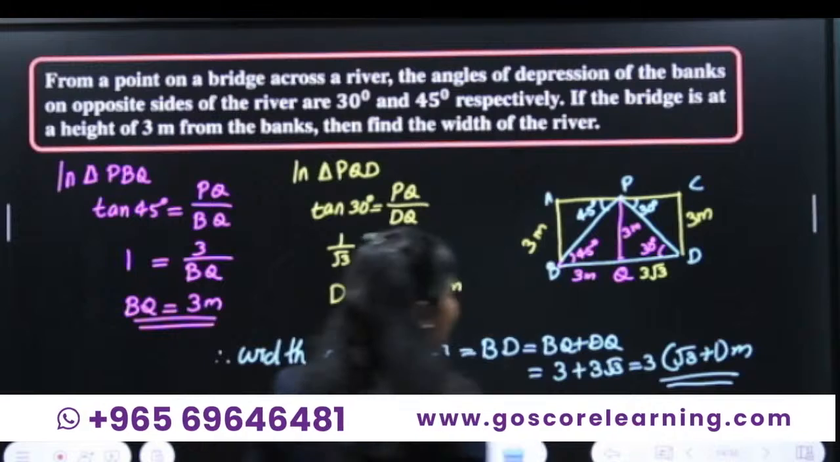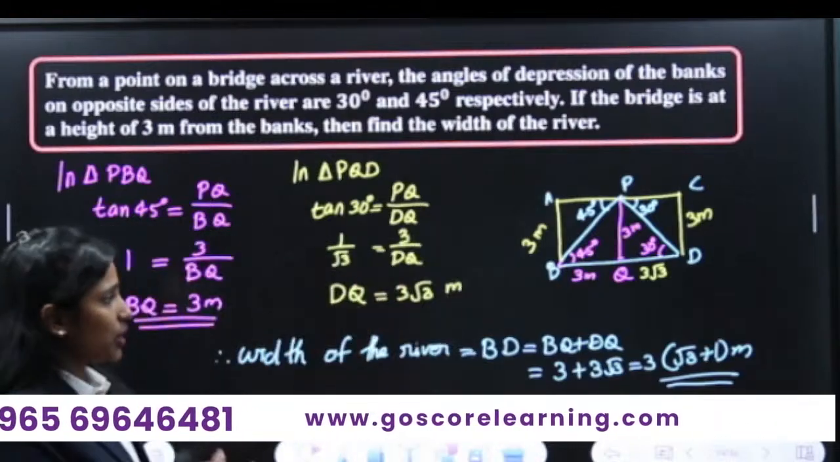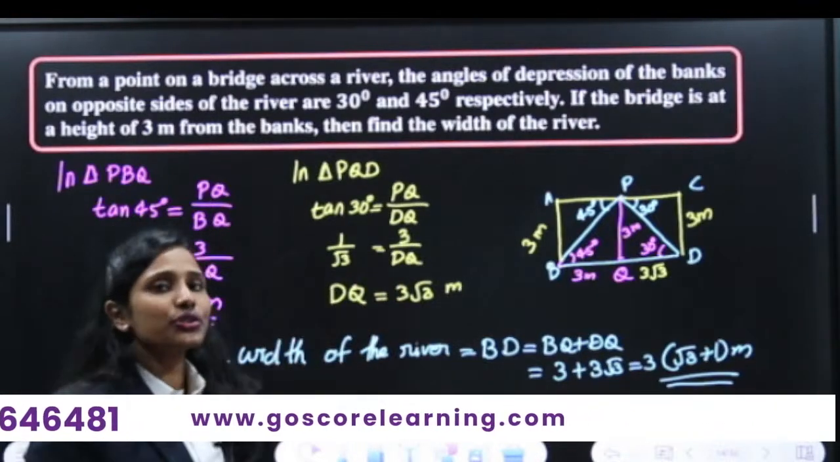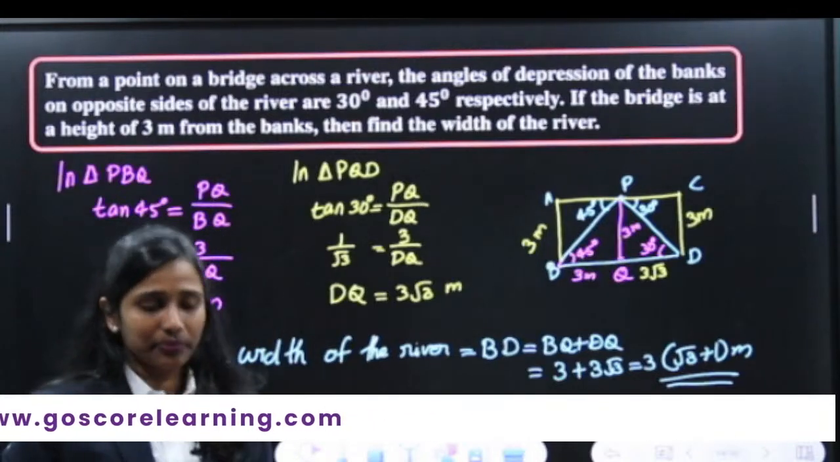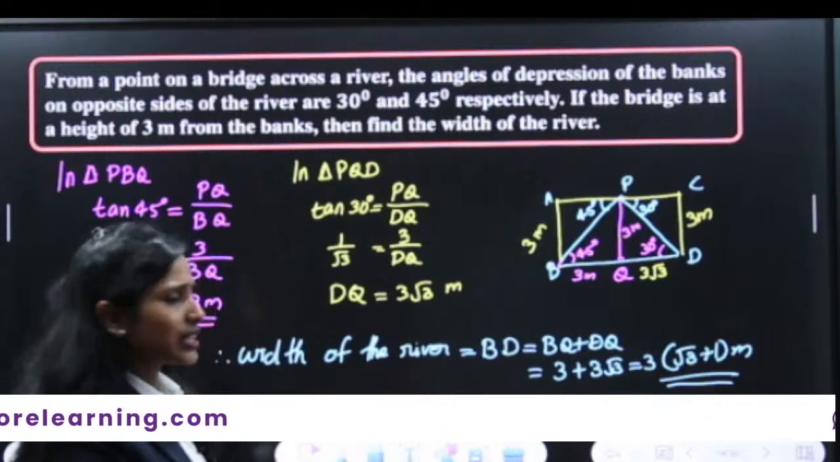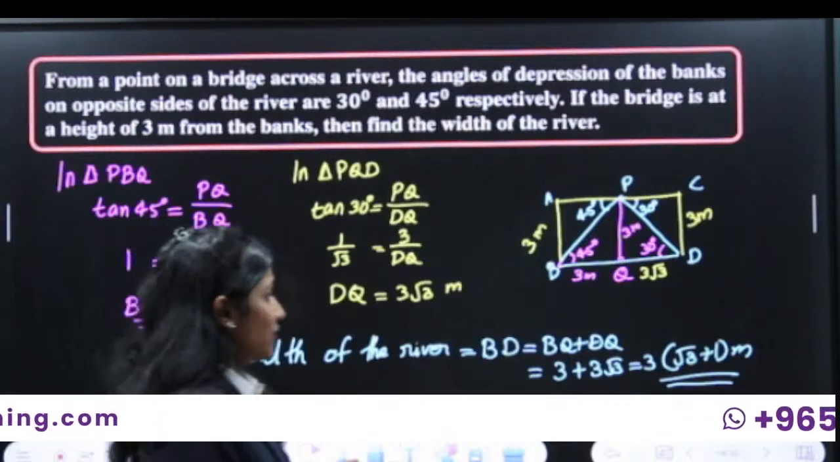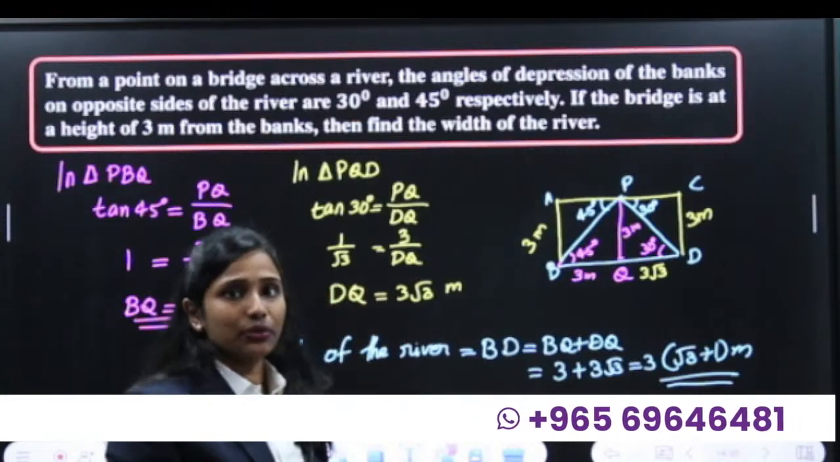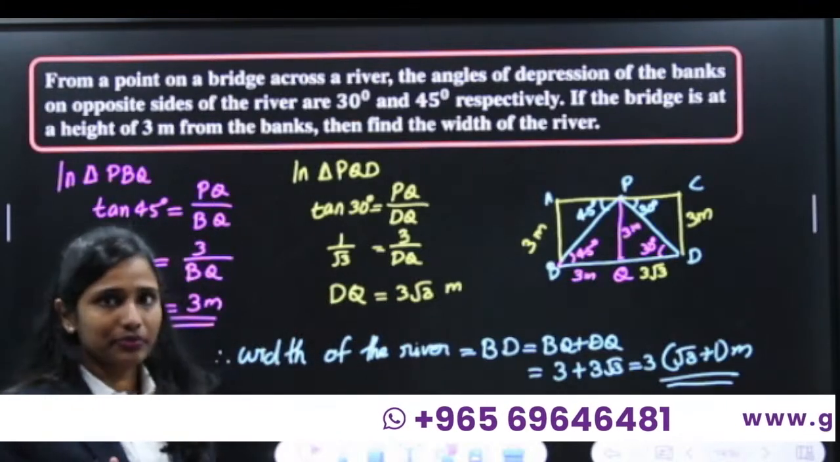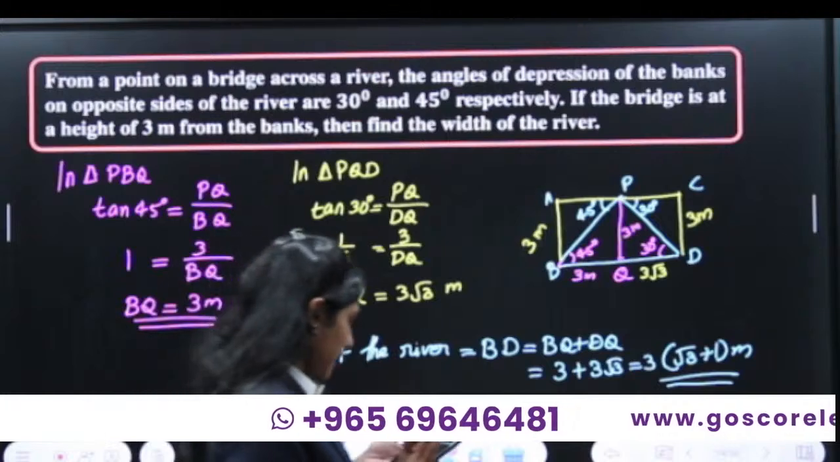If you have enough time or if you want the exact answer, you can put the value for root 3 as 1.73 and you can find. Otherwise, this one also you get the full marks. Don't worry. If the value of root 3 is mentioned in the question, then you have to use that value. Otherwise, it's okay. Don't forget that.